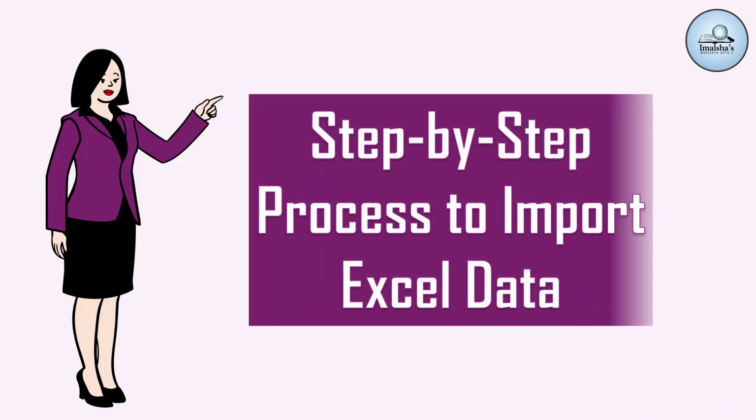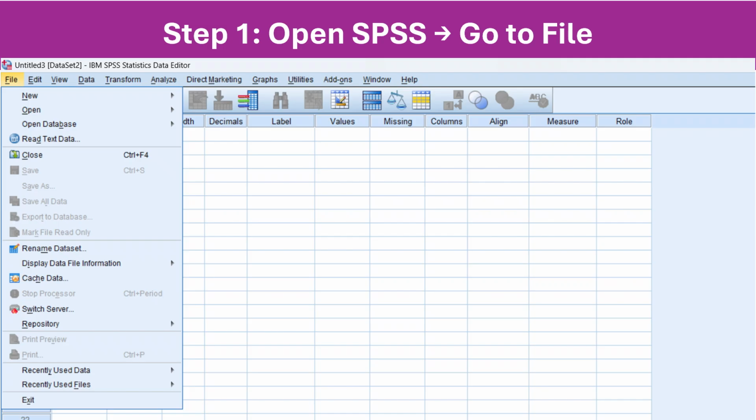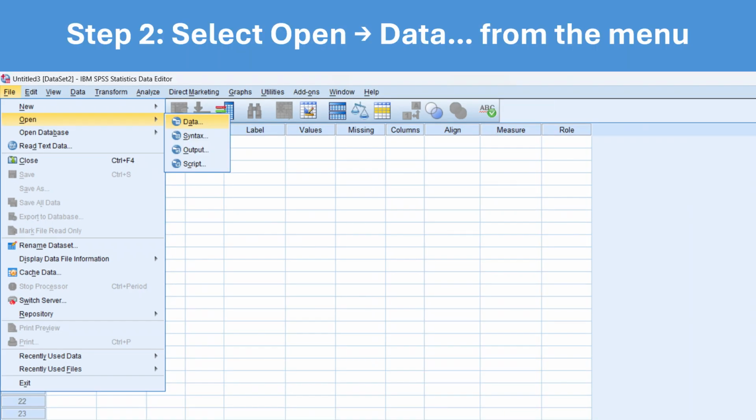Step-by-step process to import Excel data. Let's go through how to bring your Excel file into SPSS step by step. Step 1. Open SPSS. Go to File. Step 2. Select Open Data from the menu.